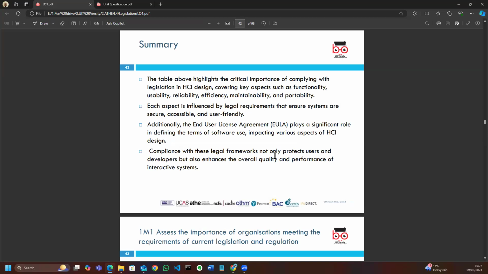So to summarize, the table above highlights the critical importance of complying with legislation in human-computer interaction design, covering key aspects such as functionality, usability, reliability, efficiency, maintainability, and portability. Each aspect is influenced by legal requirements that ensure systems are secure, accessible, and user-friendly.